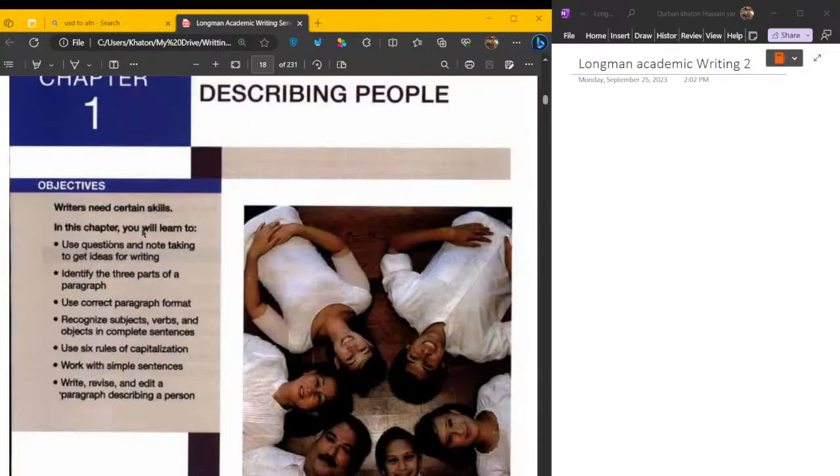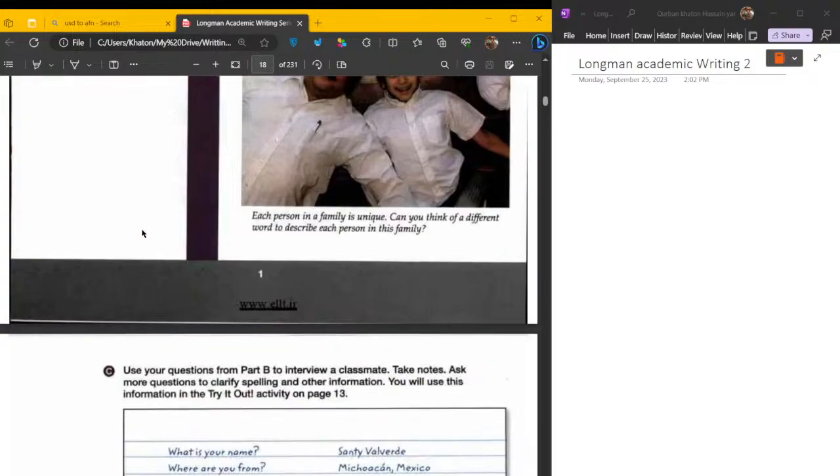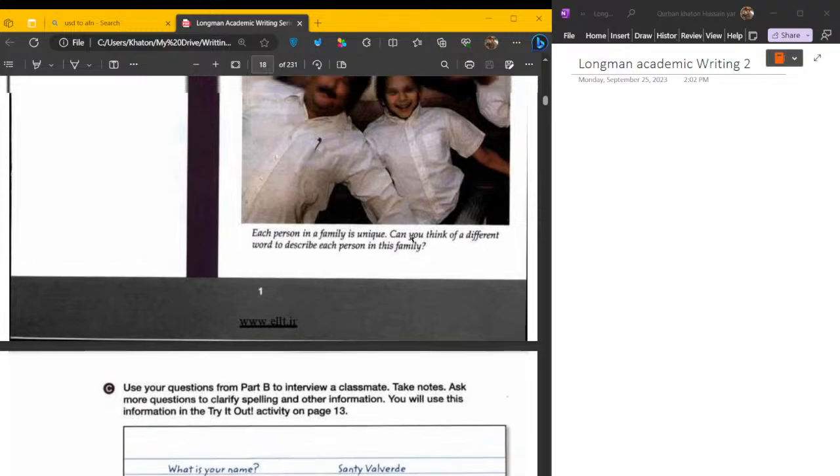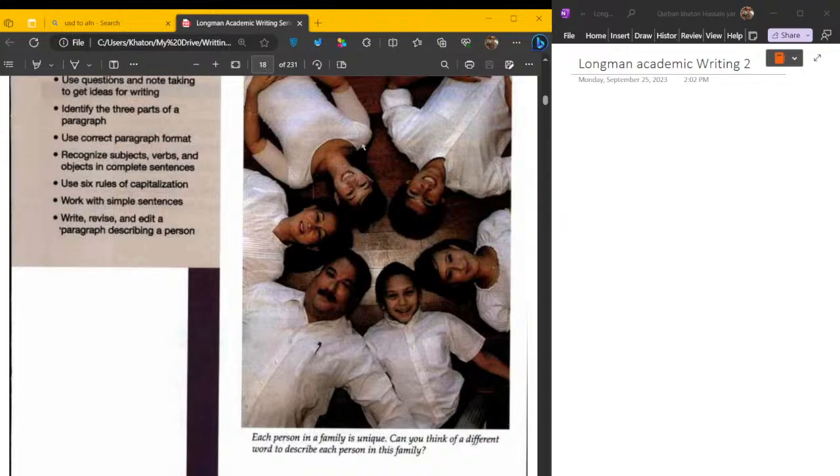Okay, so we have come. Each person in a family is unique. Can you think of a different word to describe each person in this family? So I think this one is a middle child. This is the father. This is their son, and this is the eldest daughter. That is the mother, and these two are the middle children. This is the youngest, and this is the middle, I think so.